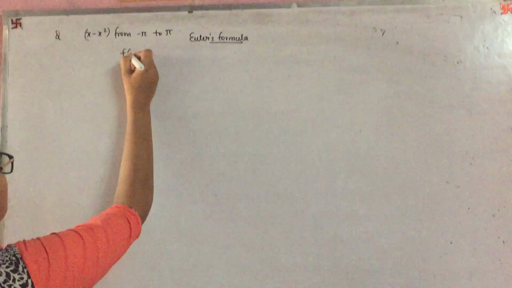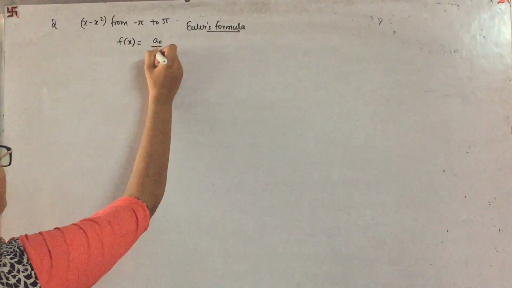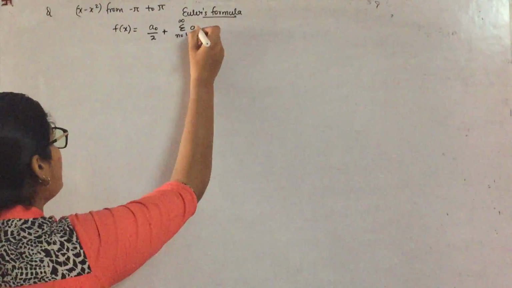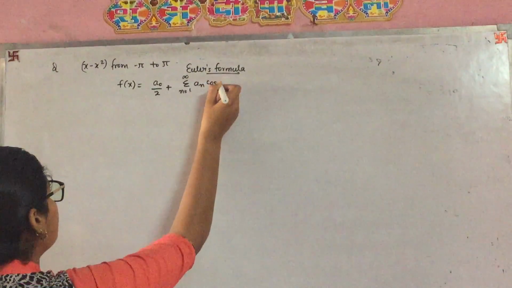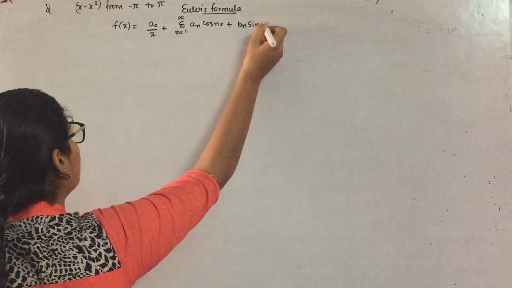In Euler's formula, there are three Euler coefficients: for sine, for cos, and for the constant term a naught. Your Euler's formula is: you can express any function in the form of a naught by 2 plus sigma n from 1 to infinity of an cos nx plus bn sine nx.